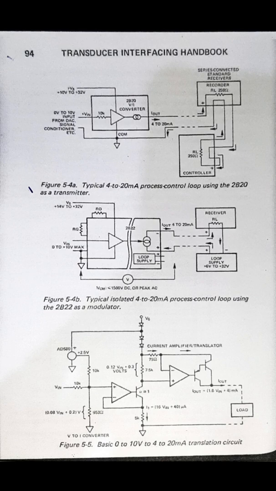Figure 5.4a shows the typical 4 to 20 milliampere process control loop using the modulator voltage to loop current converter. Figure 5.4b shows the isolated voltage to 4 to 20 milliampere current converter. Excitation for the output current is furnished by an external loop supply. Thus, this figure shows the 5.4 system represents a low-cost solution embodying specified guaranteed performance.